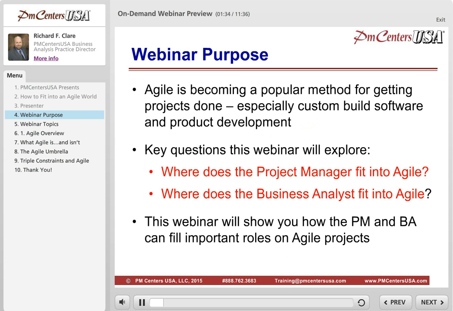The purpose of this webinar is to look at Agile from a perspective of the roles. Companies already have project managers and business analysts on their staff, and when adopting Agile, sometimes there's some confusion about where these people are going to fit into the Agile process. So what we're going to be looking at is where project managers fit into Agile and where business analysts fit into Agile.